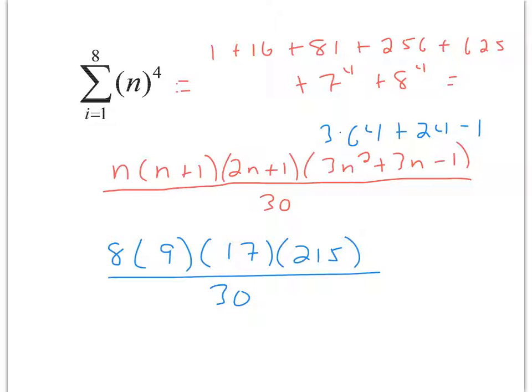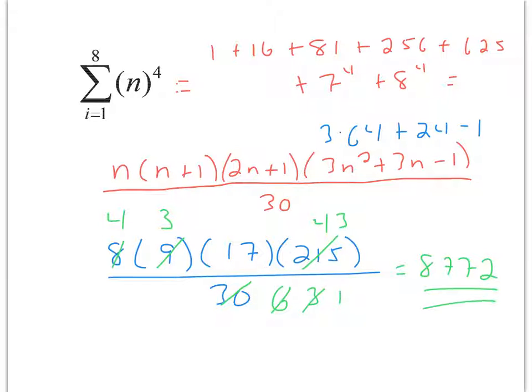Okay, because I can and because it's fun, before I multiply and divide, I'm going to do some canceling. 5 goes into 30 6 times. 5 goes into 215 43 times. 2 goes into 6 3 times. 2 goes into 8 4 times. And 3 goes into 3 1 time. And 3 goes into 9 3 times. So now my sum is going to equal 4 times 3, which is 12, times 17, times 43. And this sum is equal to 8772. And we can always check that on our graphing calculators to see if we get the right answer.